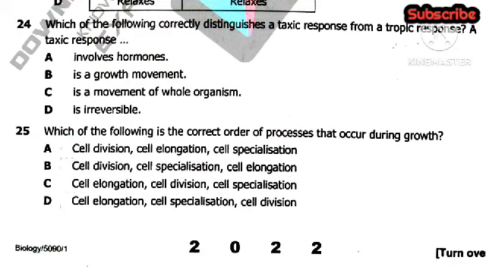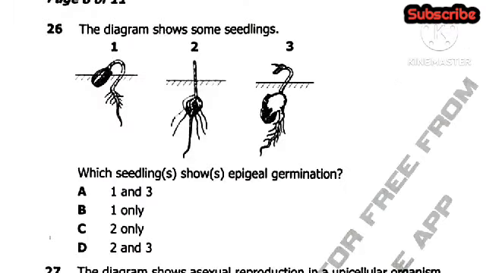Number 25. Which of the following is the correct order of processes that occur during growth? During growth, what is the first thing, the second thing, and the third thing? The first thing during growth is cell division. Cells have to divide first. The second thing is that the cells produced by dividing should elongate, should increase in size. After increasing in size, those cells should specialize. And therefore, the answer is A. Cell division, cell elongation, and cell specialization.